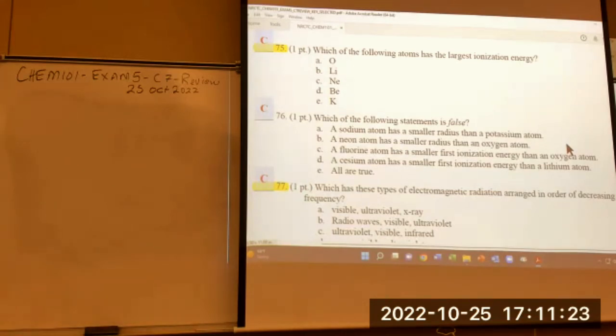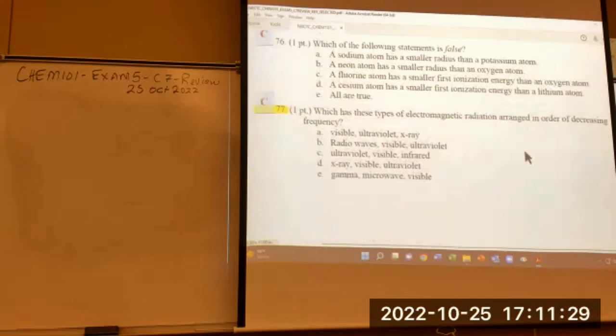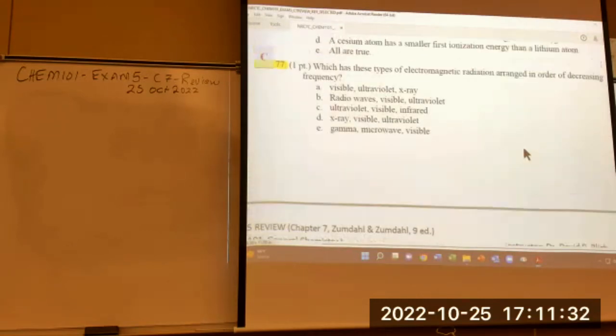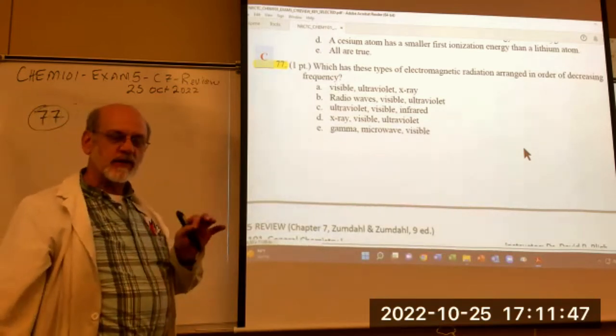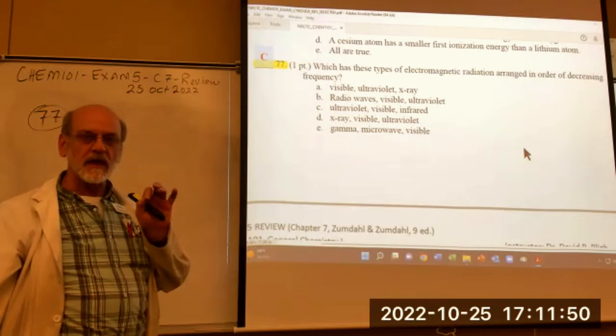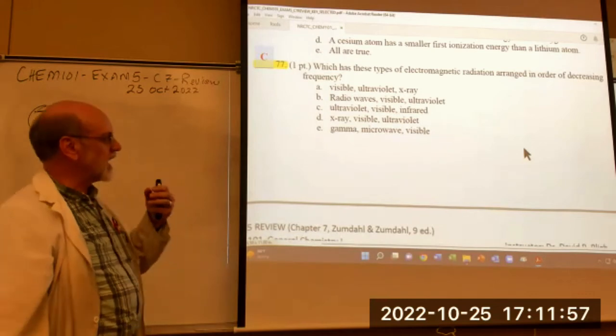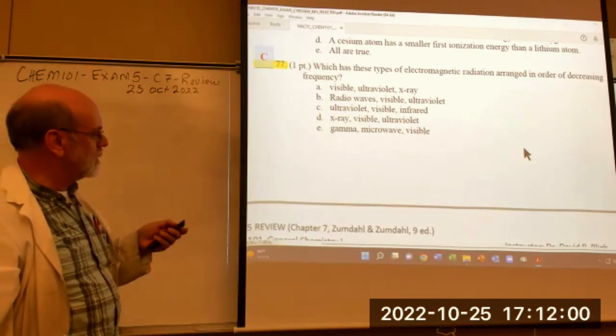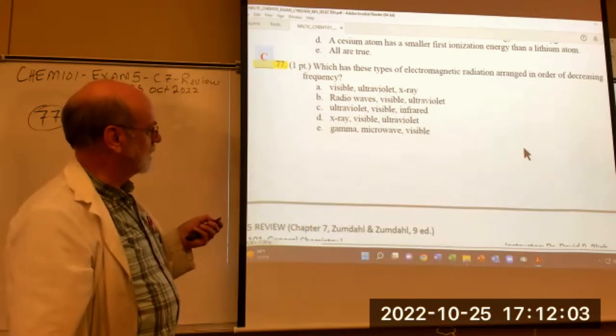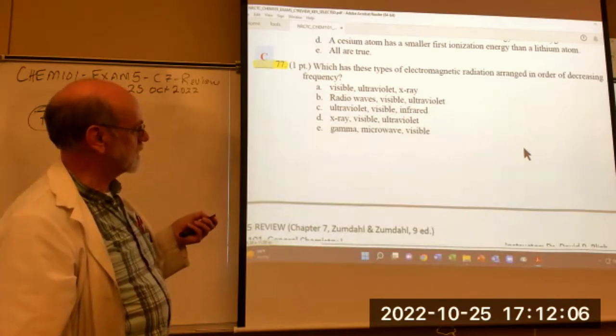I better scroll this one. Okay, 77. We're backtracking a little bit. Which of these types of electromagnetic radiation are arranged in order of decreasing frequency? Decreasing frequency means lower energy. So if you think of it in those terms, which one has the lowest energy to the right? Infrared has the lowest energy to the right.